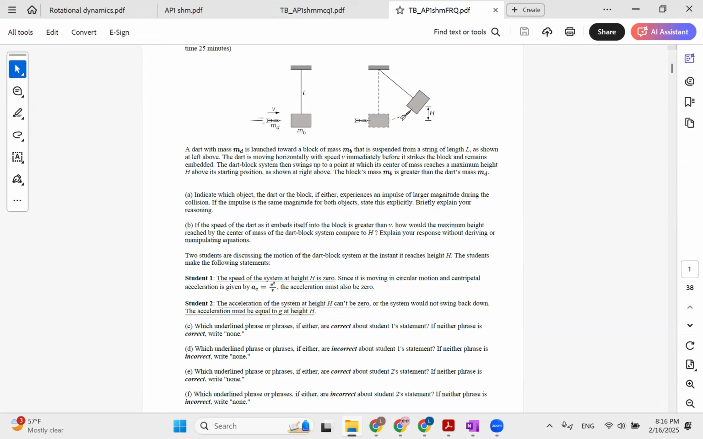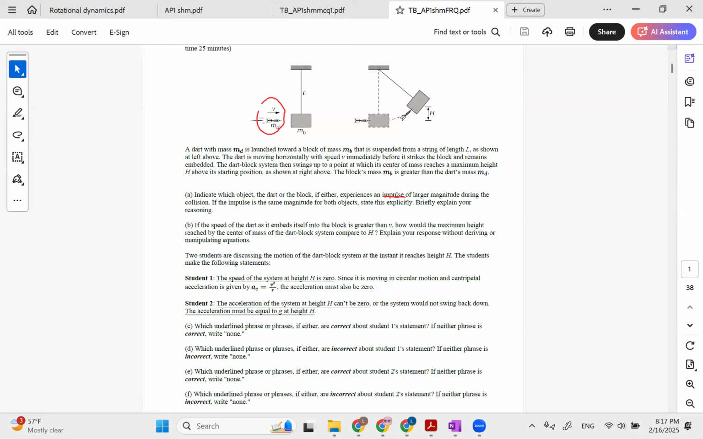Over here, this dot moves in, it's colliding with the block with a certain initial velocity, right? And right now, you are looking for the impulse on the dot and on the block. How do you compare? What does the impulse depend on? What is impulse?